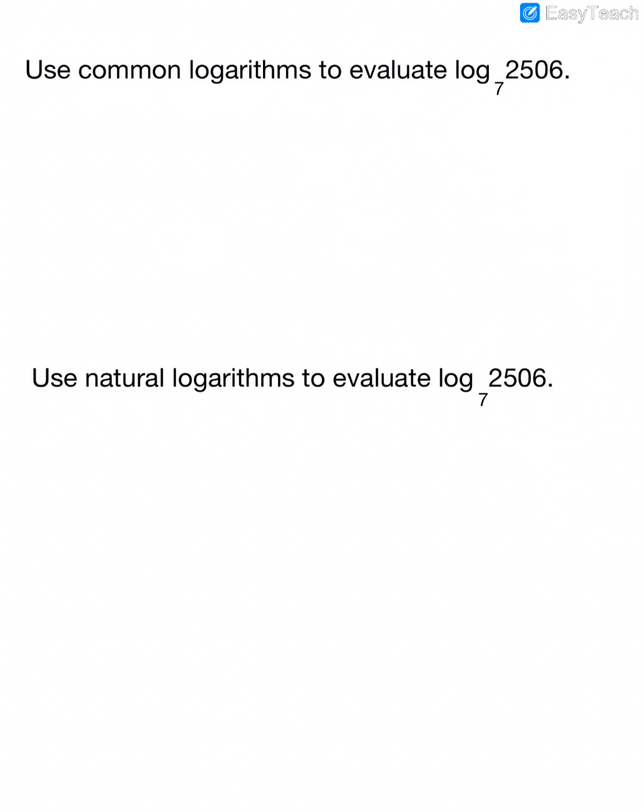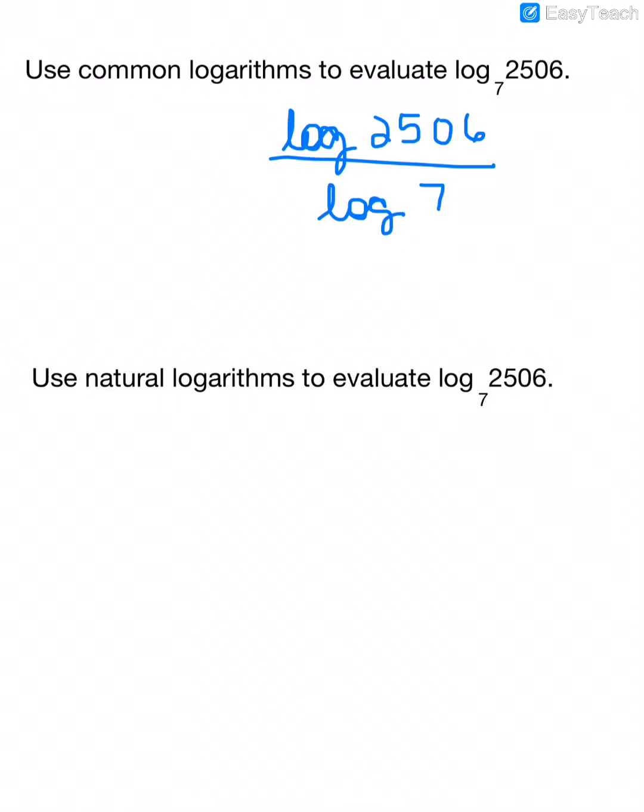So let's do that. This says use common logs to evaluate log base 7 of 2,506. Okay, so if we're going to use common logs to do that, we would rewrite this as log of 2,506 divided by log of 7. Okay, so this is common log. If I don't write a base, it's understood to be base 10. Now we can put that directly into our calculator. So when I put that into my calculator, I get 4.0219, so if we round to the hundredths place, 4.02.